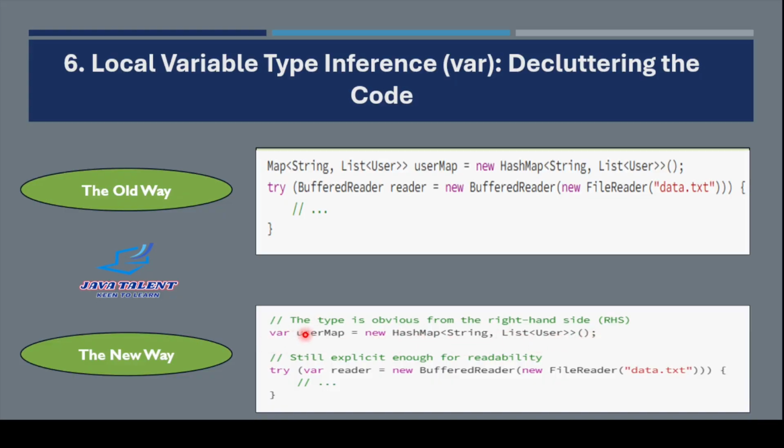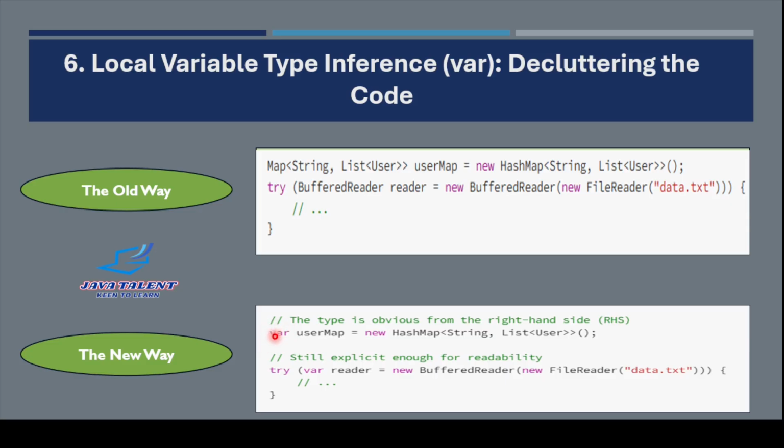So here we do not need to specify the type in the assignment, and it's still explicit enough for readability. And then if you see try (var reader = new BufferedReader...), this whole part on the left-hand side we do not need to write. Okay, so only use var wherever you need it.